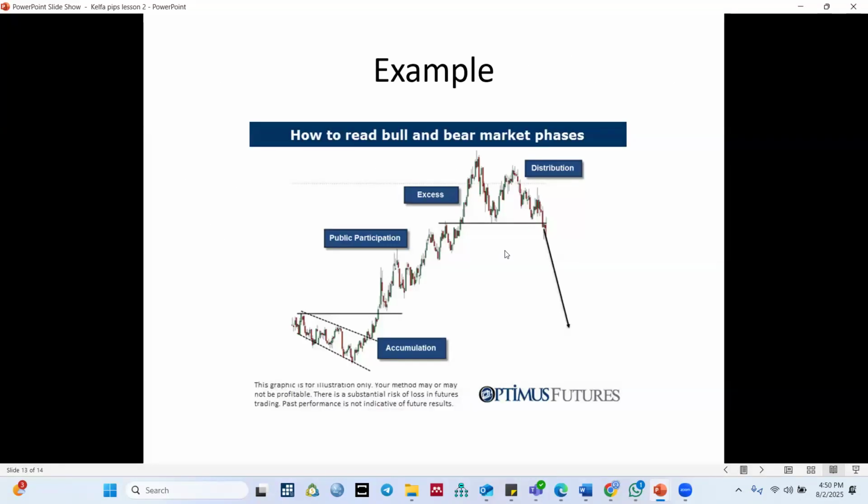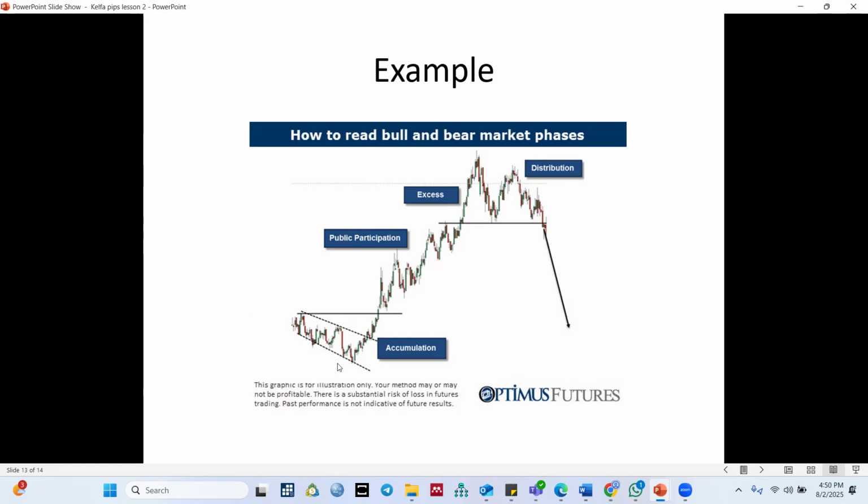There is also this example that I picked from the internet. Where below here was accumulation, and then price broke to the upside. There was participation, overbuying or excess, and price dropped, moved up, dropped. So this was a range, and price distributed. Reversal, distributed. Price distributed to the downside. So you should understand the phase where you are.